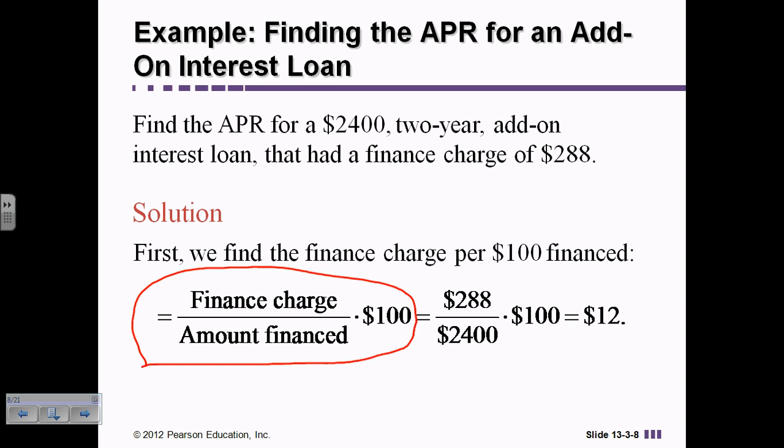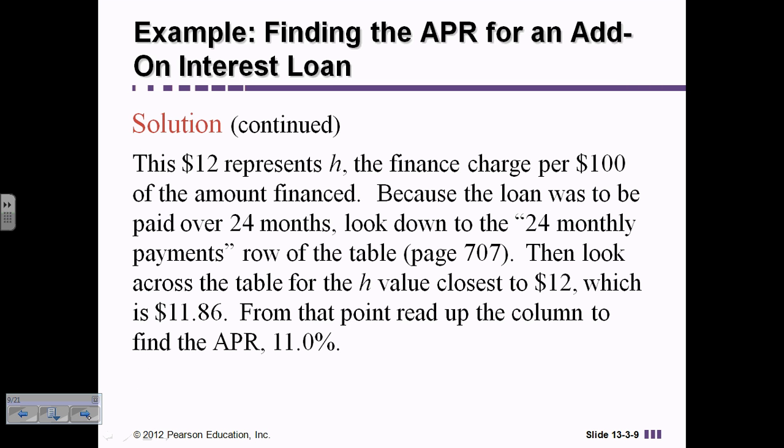Now we're going to look in the chart, and since we're talking about a 2-year, which is 24 months, we're going to go across the 24-month column and look for the number closest to 12. And when we look for the number closest to 12, we find the numbers 11.86, and we find the number 12.42. And so we have to decide which one's closer to 12, and the 11.86 is closer to 12. So at that point, you go up to the top of the column, and you should see 11%. So the annual percentage rate is 11%.